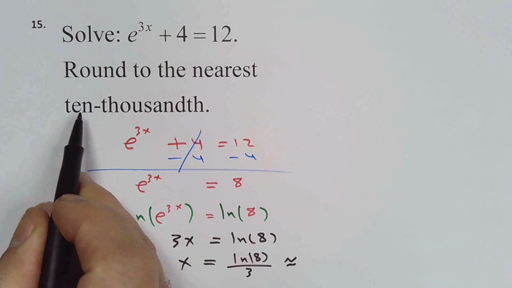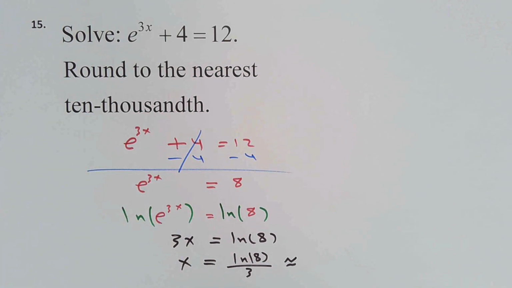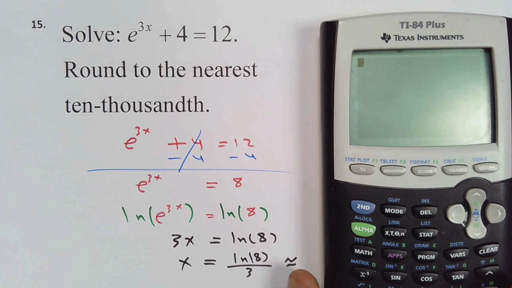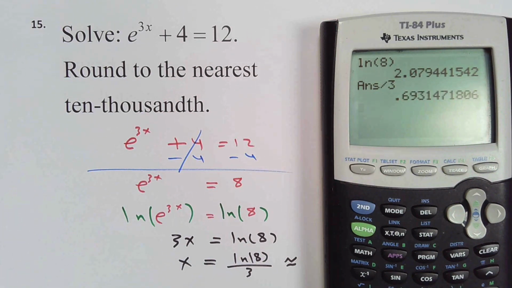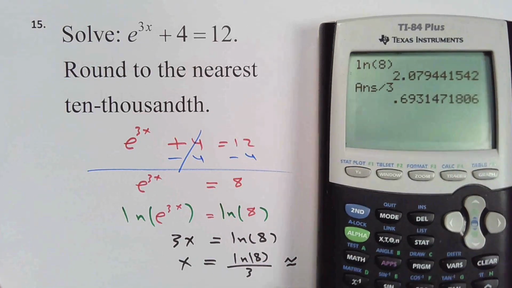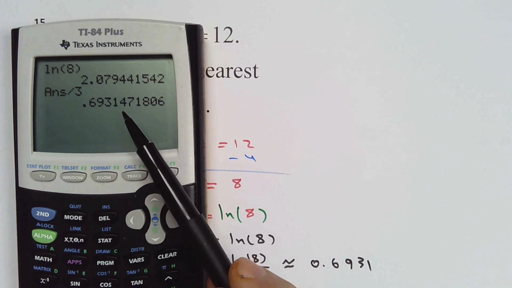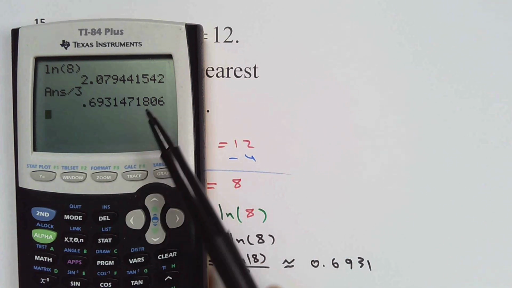To round to 10,000ths, we need a calculator. And here we go. So we have ln 8 divided by 3. So the answer is about 0.6931. 4 is lower than 5, so we just drop these digits.